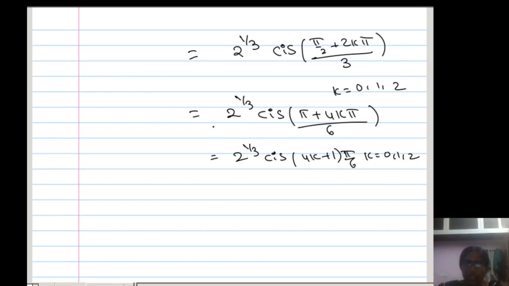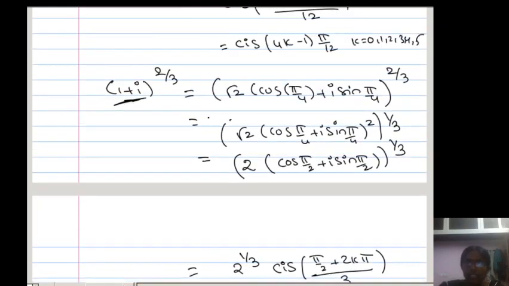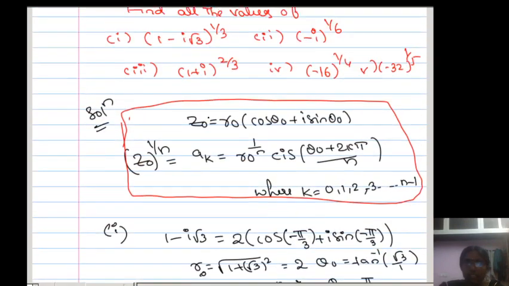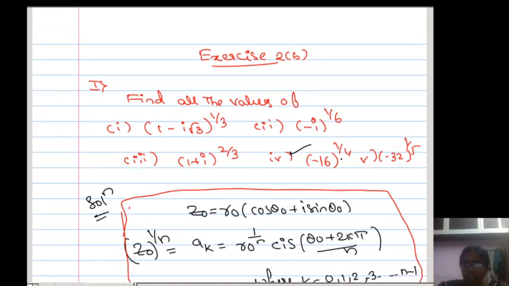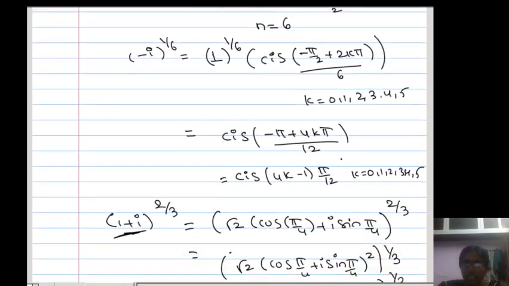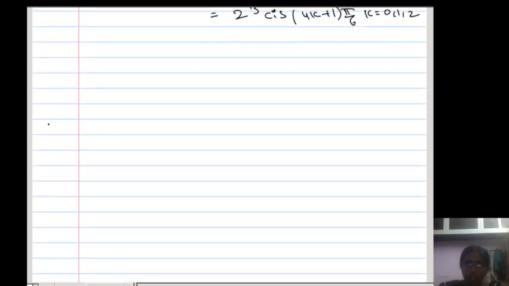Next question. What is the next question? Minus 16. The fourth one: minus 16 power 1 by 4. Let us go to minus 16 power 1 by 4. Tell me now. In this problem, minus 16 power 1 by 4 means, you already know, 16 power 1 by 4 into minus 1 power 1 by 4.